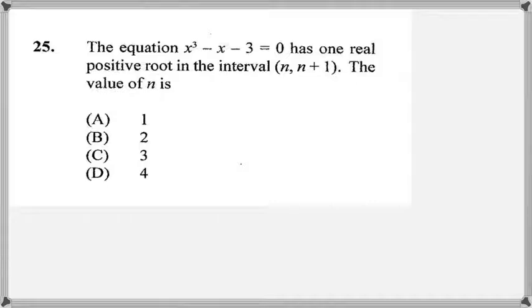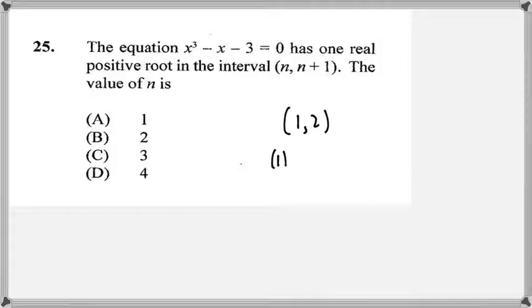So this looks like an intermediate value theorem type question. We're looking for a sign change, but we need to find out what the value of n is. So let's try out each one of them. This is a trial and error kind of process. Let's try n equal to 1. Then the interval would be 1 comma 1 plus 1, which is 1 comma 2. So what we'd have to do is plug 1 into this equation and plug 2 into the equation and see if we get a sign change.